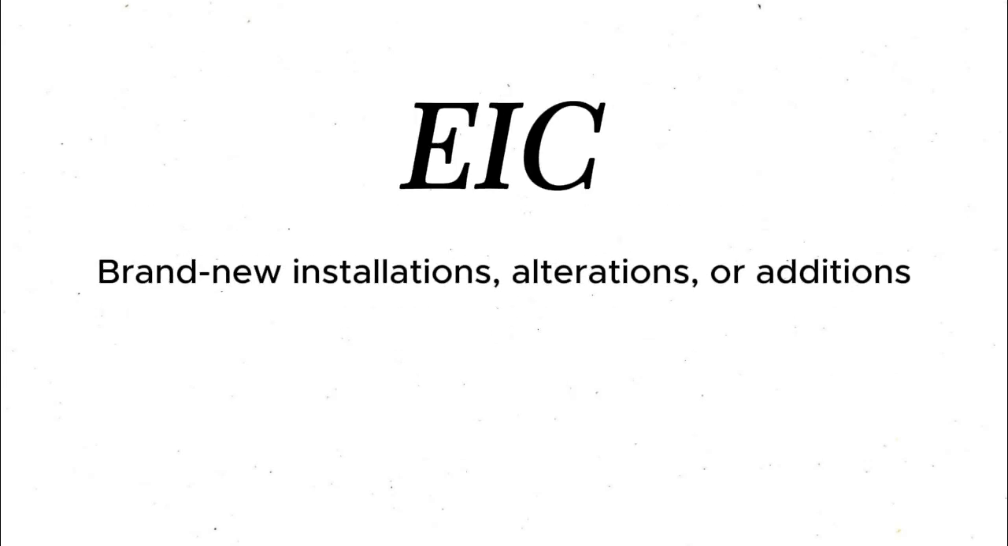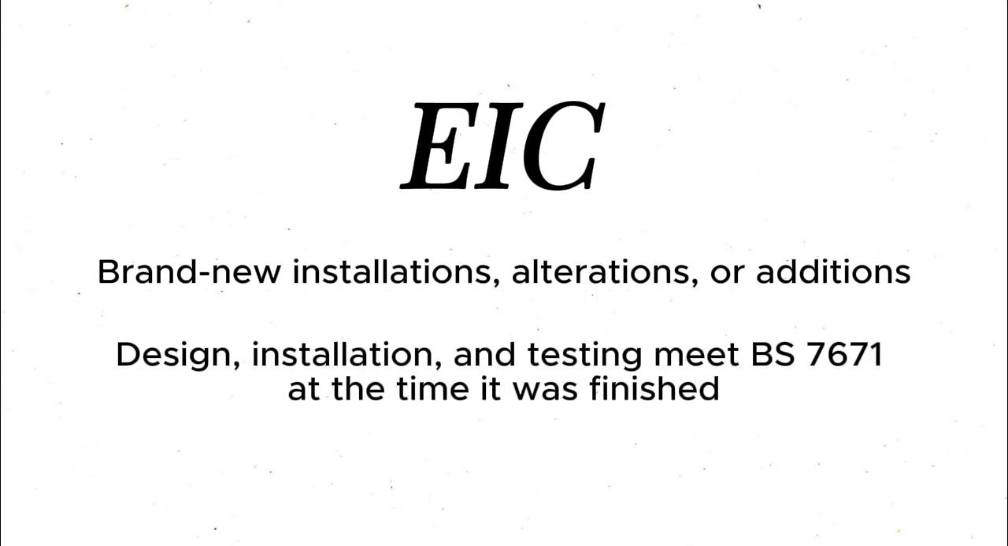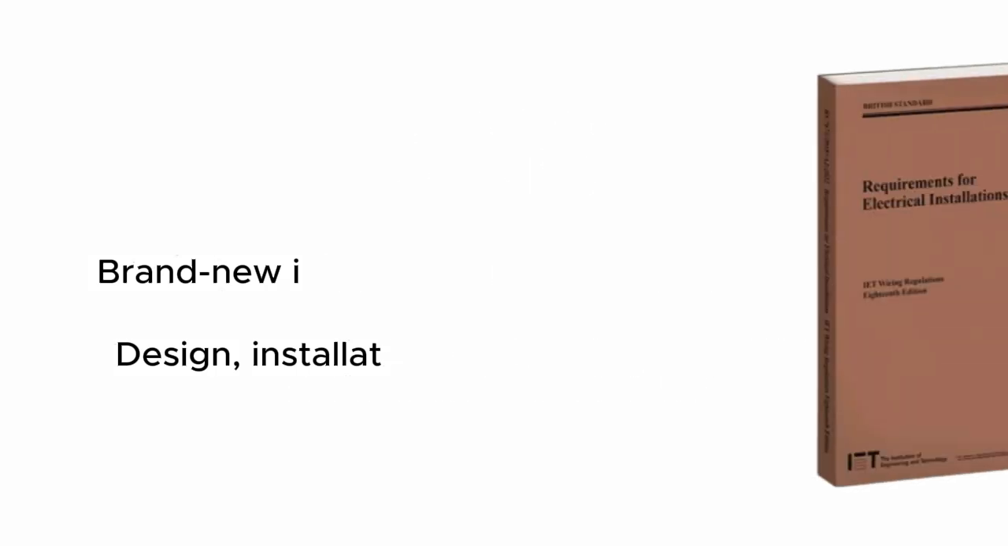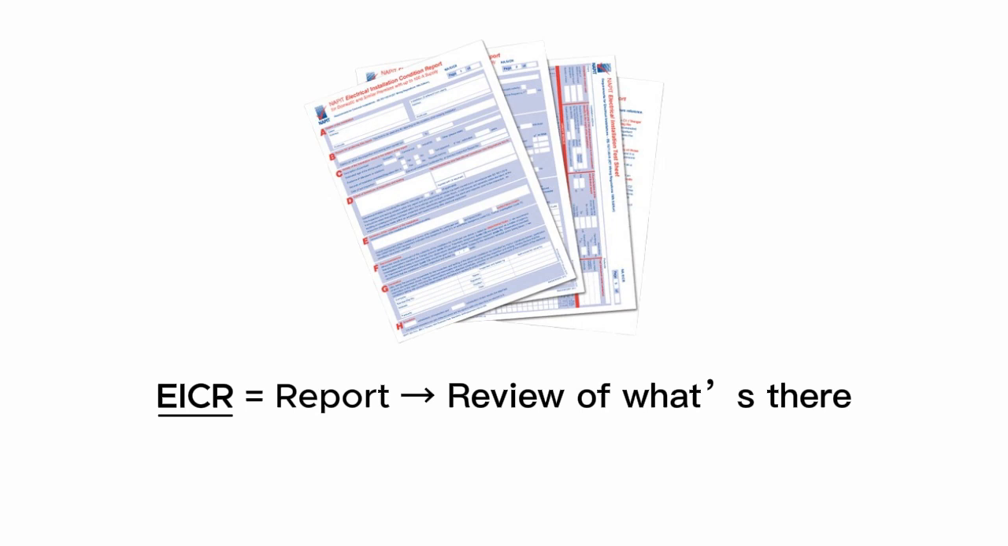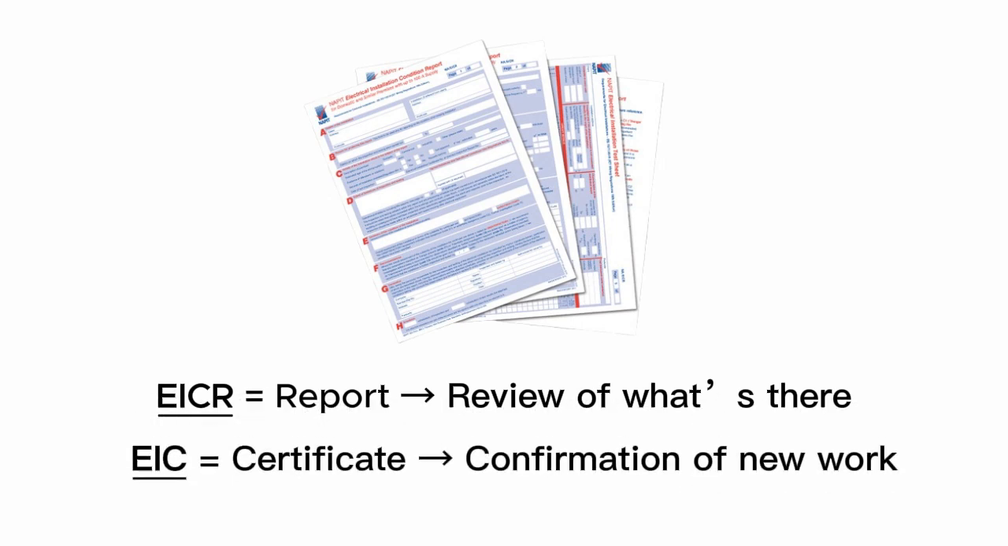EIC. This is for brand new installations, alterations or additions. It proves that the design, installation and testing meet BS 7671 at the time it was finished. Quick memory trick. EICR equals report, review of what's there. EIC equals certificate, confirmation of new work.